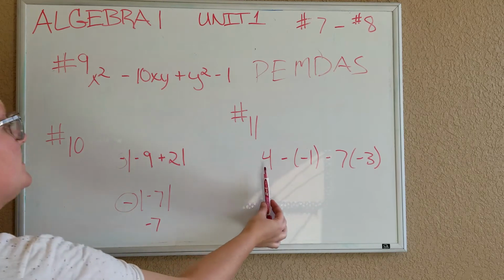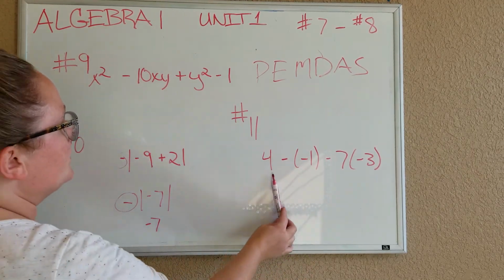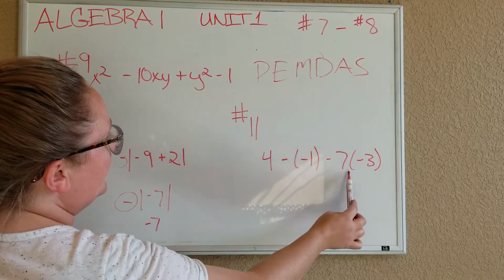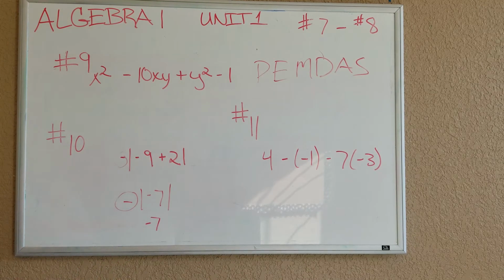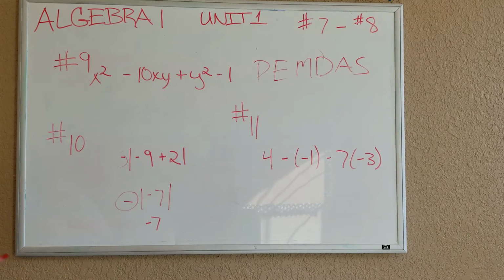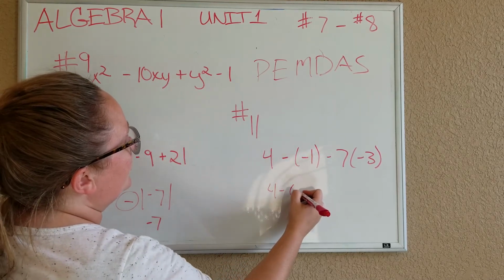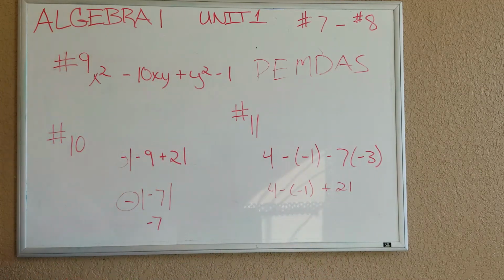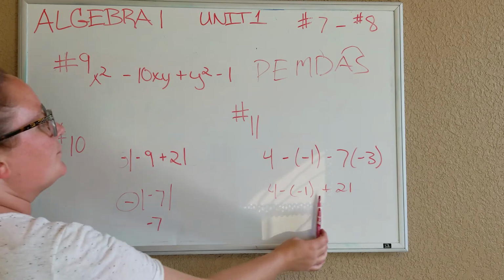So you start at this side and you do any multiplication and division you come to. So the first thing you're going to come to is negative 7 times negative 3. So 7 times 3 is 21, and because they're both negative, it makes a positive. So you're going to end up with 4 minus negative 1 plus 21. Okay, so now you do any addition and subtraction from left to right, same thing.